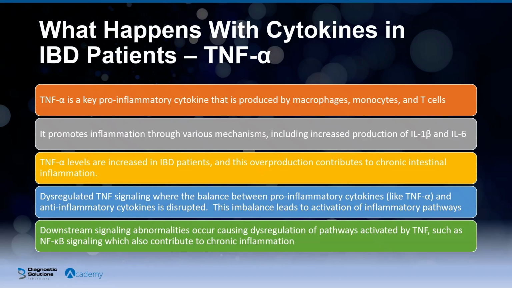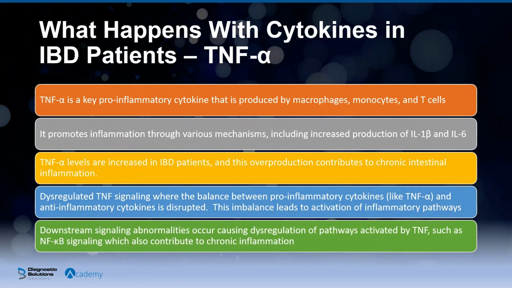It will promote inflammation through lots of different mechanisms, including production of interleukin-1 beta and interleukin-6. It is increased in inflammatory bowel disease patients, and the overproduction is thought to contribute to the intestinal inflammatory response. With a dysregulation of the TNF-alpha signaling, the balance between the pro-inflammatory cytokines and the anti-inflammatory cytokines is disrupted, and the imbalance leads to the activation of other downstream inflammatory pathways.